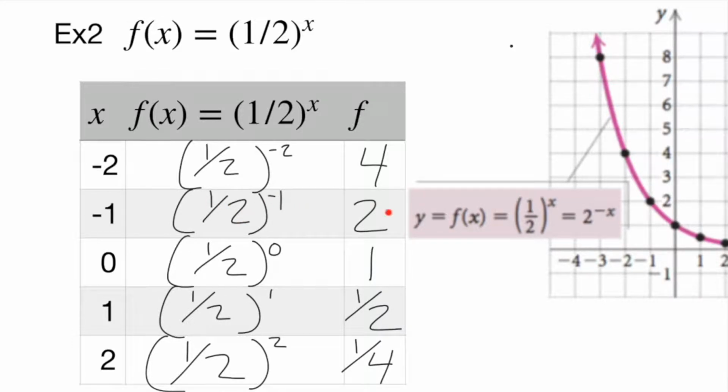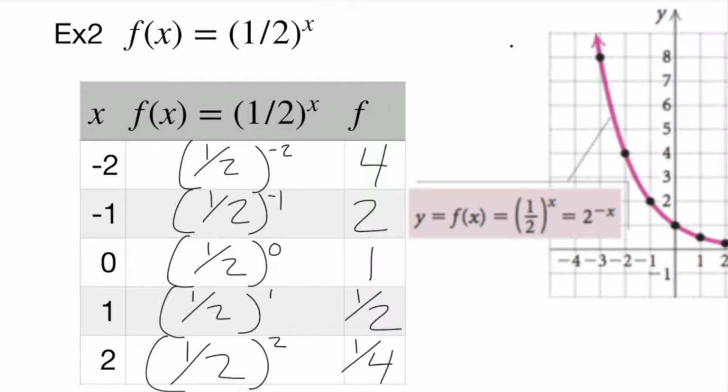1 half to the negative 1 is 2. And so you might wonder how that came about. Well, one answer is that if you want to go like this, you have to double it. Double, double, double. Another answer would be to say directly that if it's to the negative 1, then that would be 1 over 1 half, which is equal to 2.